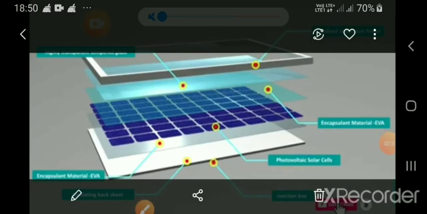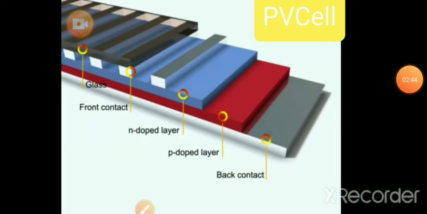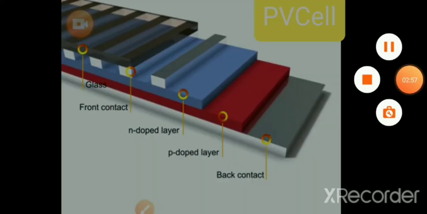Here is the solar panel I have shown in this diagram. You can see clearly. This is the PV cell, what we can see here. So these two things I have shown you will help to harness the solar energy and to generate the electrical energy.